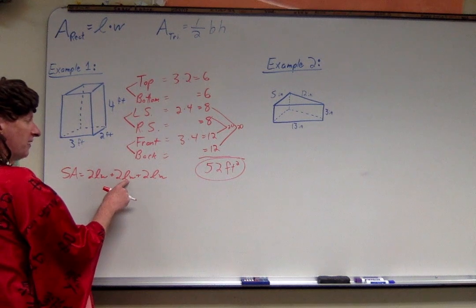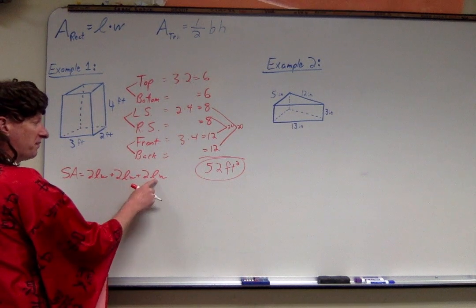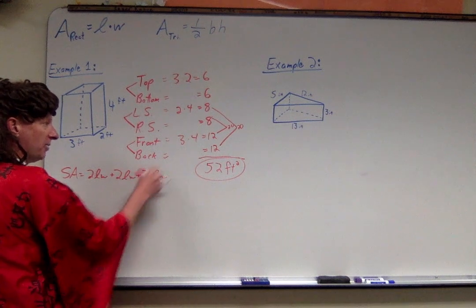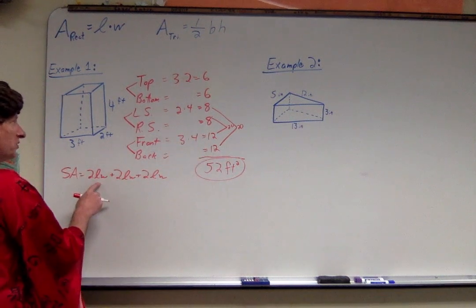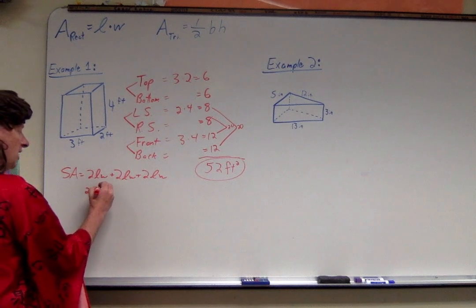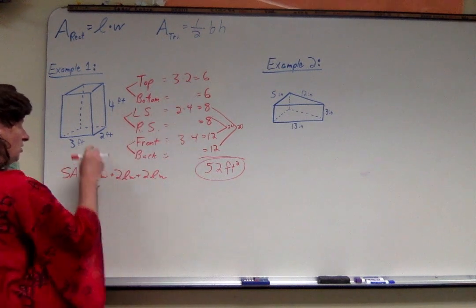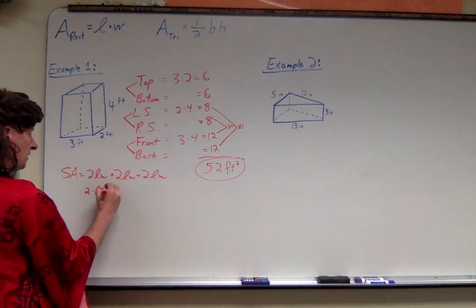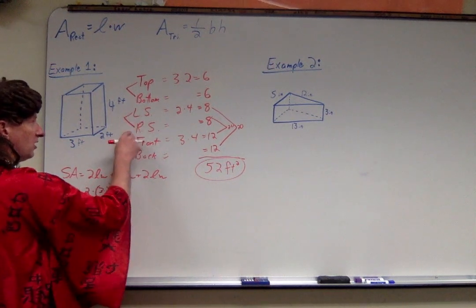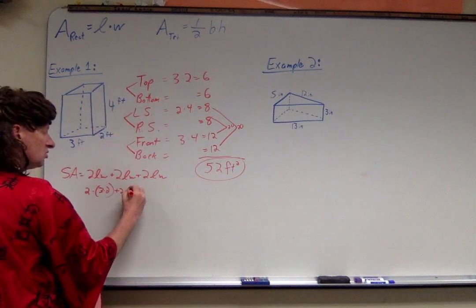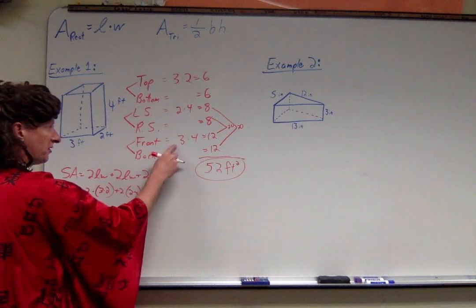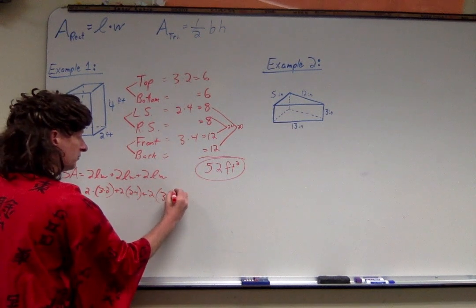Same thing for our left side and right side. Same thing for our front and back. Once I find that one area, I just double it. So again, if I was going to call this the top and bottom, that'd be 2 times the 3 times 2. That's my top and bottom. Also, 2 times the length and width for, let's say, the left and right side. That was my 2 times 4. We also have 2 times the front and back, which is 3 times 4.